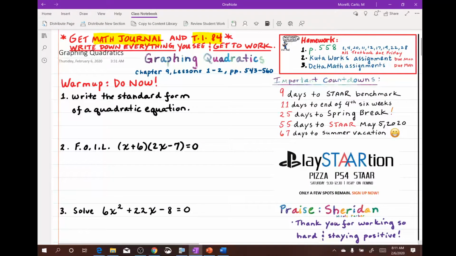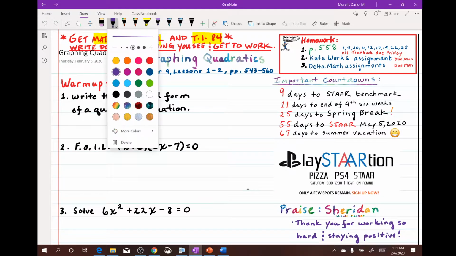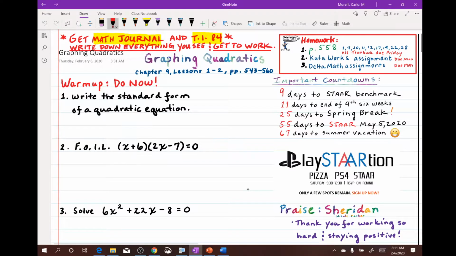Okay, so let's work the warm-ups together. Can anyone tell me the standard form of a quadratic equation? And this goes for everyone in the room. Feel free. Who was that? Oh, John? Excellent. Yes, ax squared plus bx plus c.